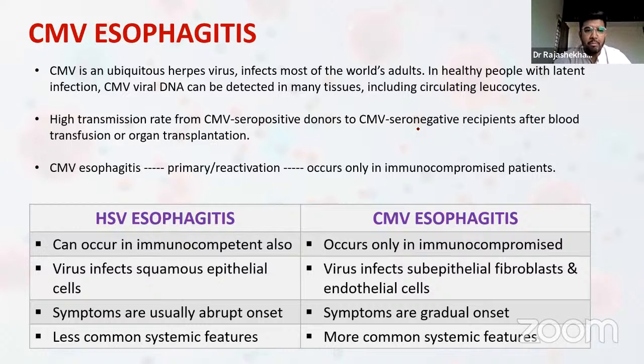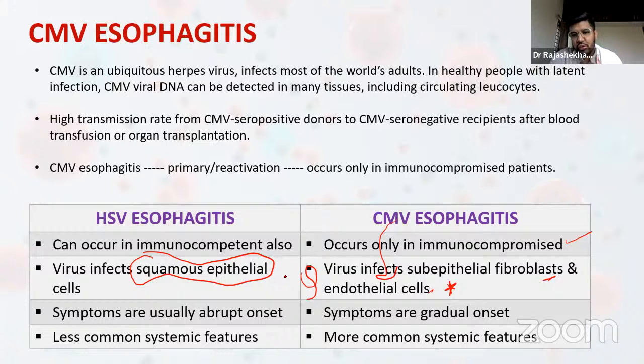So how to differentiate between herpes simplex esophagitis and CMV esophagitis? Herpes simplex can cause infection even in immunocompetent persons, whereas CMV esophagitis occurs only in immunocompromised patients. And here the virus infects the squamous epithelial cells. It does not involve the lamina propria, whereas the CMV virus infects the subepithelial fibroblasts and endothelial cells. So this can be an entrance question. The herpes simplex virus involves the squamous epithelial cells. It does not cross the basement membrane or the lamina propria, whereas the CMV virus involves the subepithelial fibroblasts and endothelial cells.